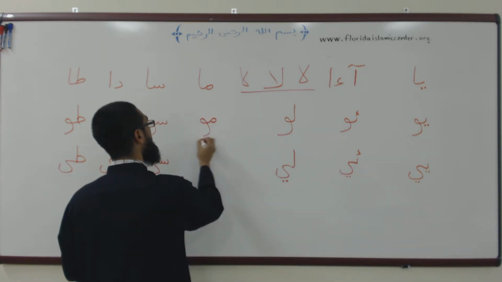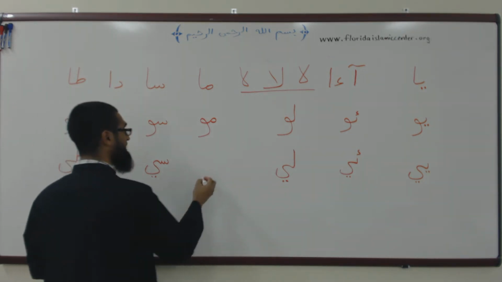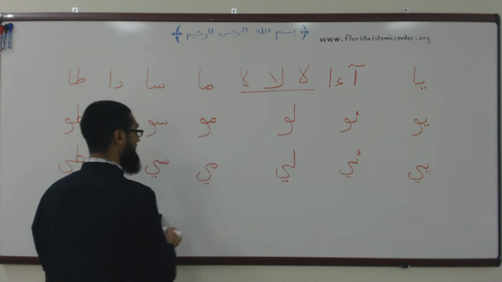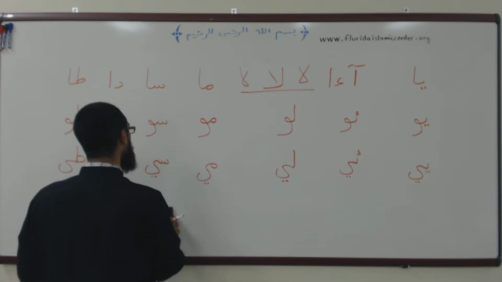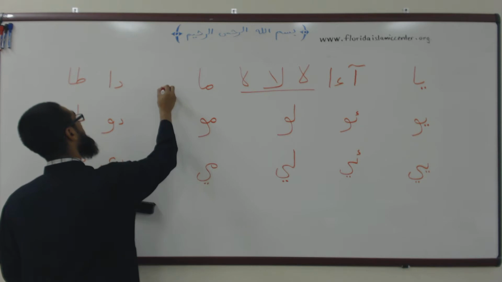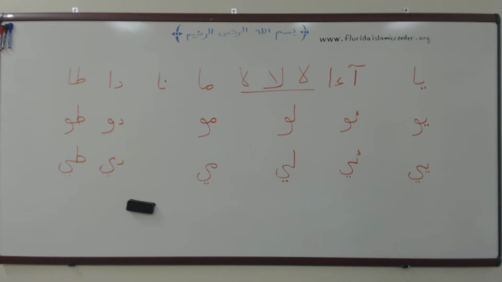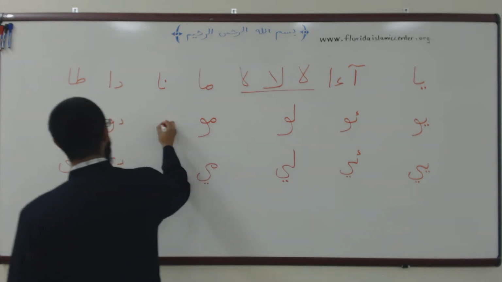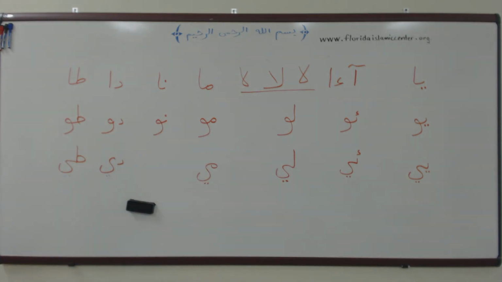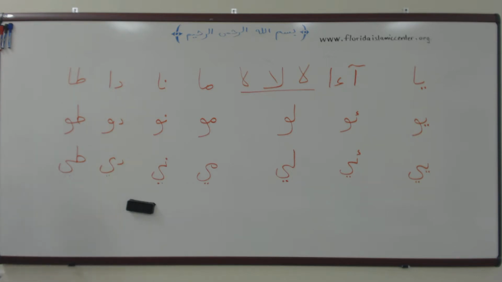What about this one? Mu. Mu, right? This one. Mi, right? What about this one? Noon with alif. Na. What about that? Nu. What about this one? Ni, right?